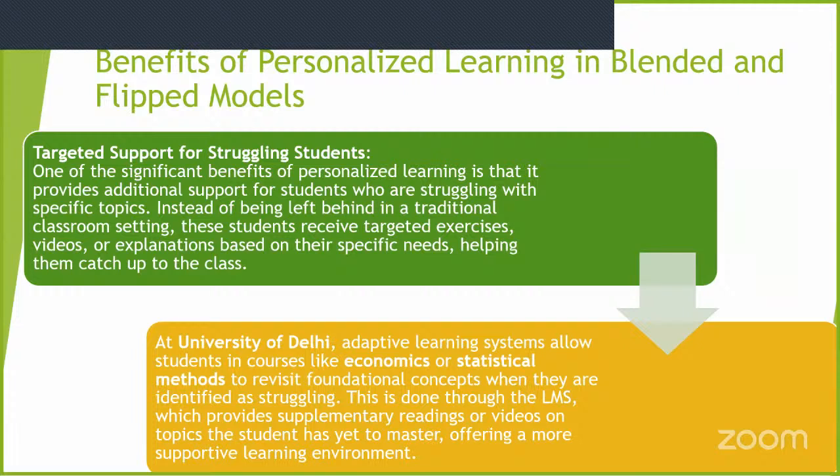If I'm talking about targeted support for struggling students, the University of Delhi is adapting the learning system, allowing learners to register for courses like economics and statistical methods to revisit the fundamental concepts. When they are identified as struggling, this is also done through the LMS, which provides supplementary reading and different videos related to the topic to be mastered, offering a more supportive learning environment to the learners.